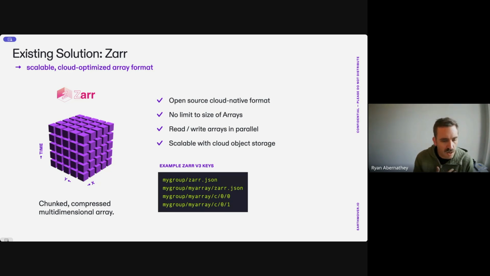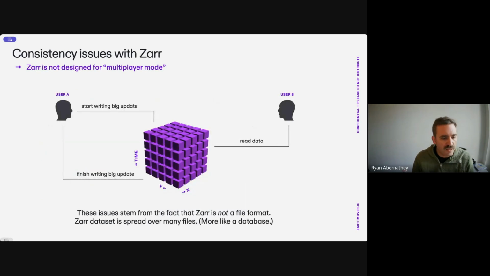So I love Zarr. I've been using it for many years. Joe and I implemented the original integration between Xarray and Zarr. Having said that, I've come to realize that there are some real problems with how Zarr works, particularly when it's being used in this sort of multiplayer context in the cloud, where we have multiple different users or processes that are accessing the same Zarr data at the same time, and particularly writing that data.